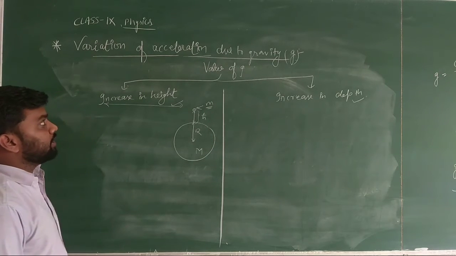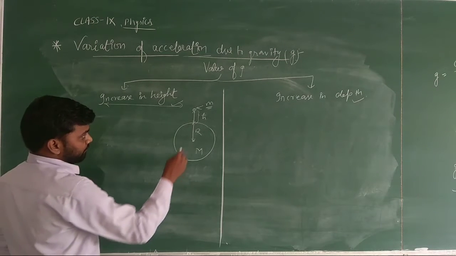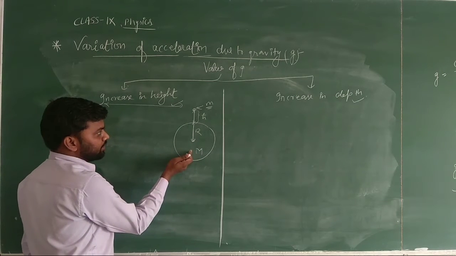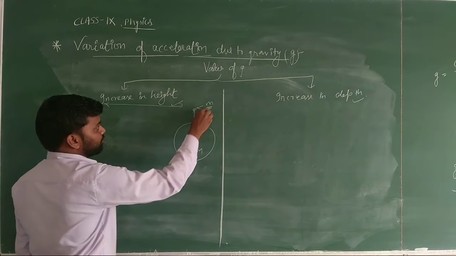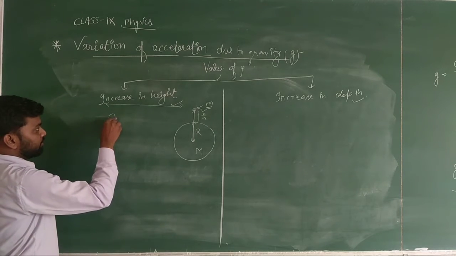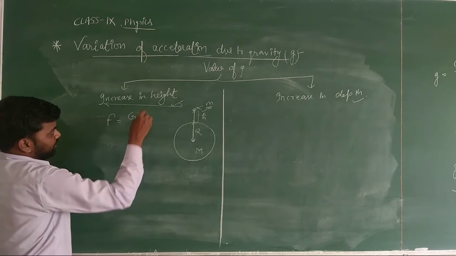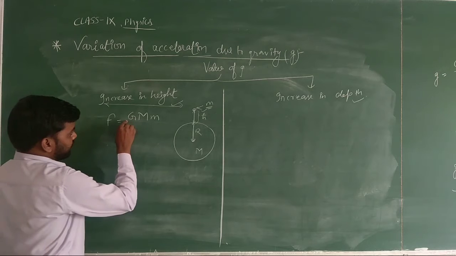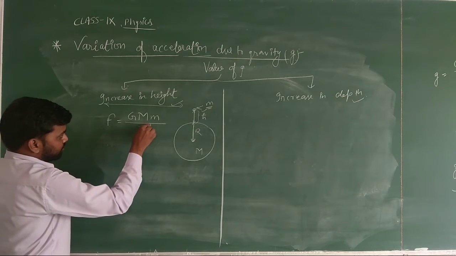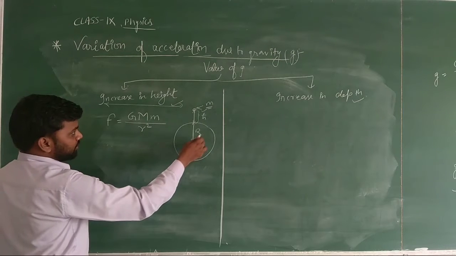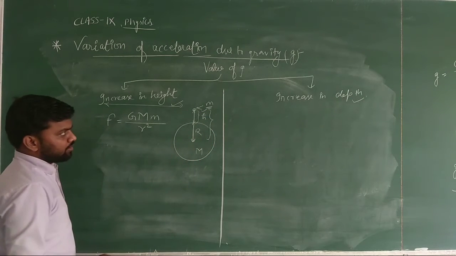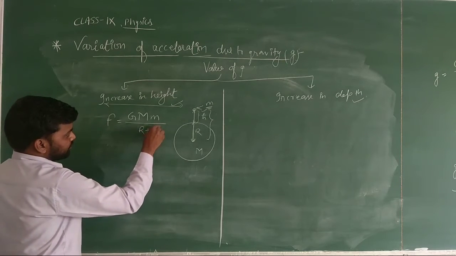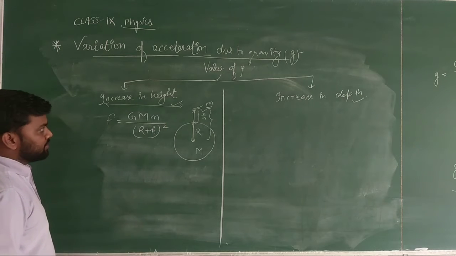Now here we need to calculate the value of g. We can apply Newton's law of gravitation: the force of gravity provided by the earth to this object will be F equal to G, capital M is the mass of the earth and small m is the mass of the object, divided by r squared. But in this case r will be this whole length, so we replace it by (r plus h) whole squared, because the distance has now increased.